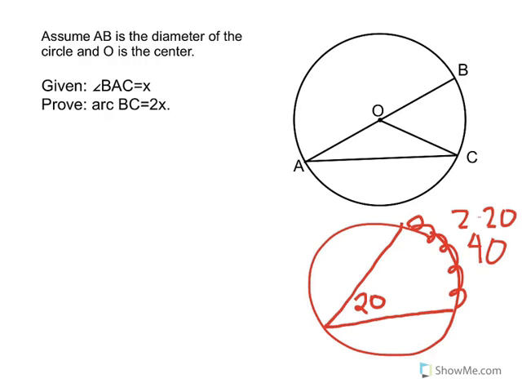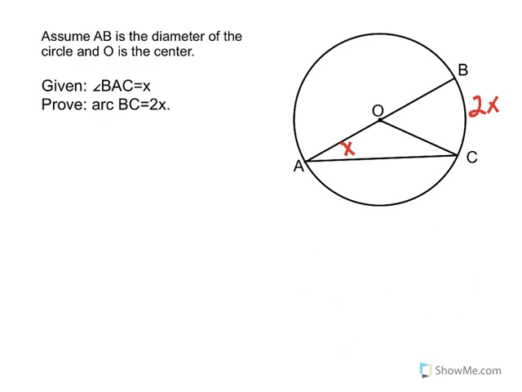It's given that angle BAC is x. We want to show that arc BC is 2x. So we want to prove why an inscribed angle works. So let's take a look at it. We can start with our given, and that was that angle BAC was x.